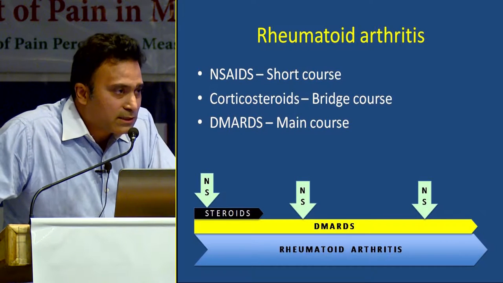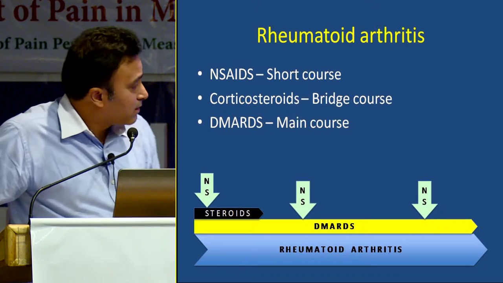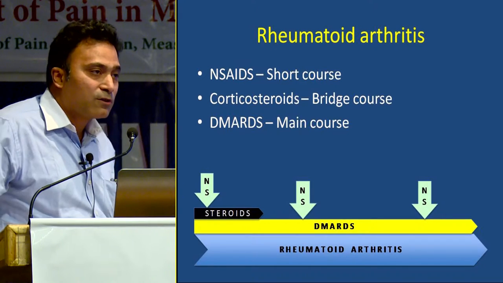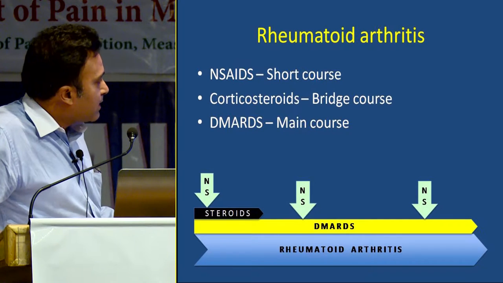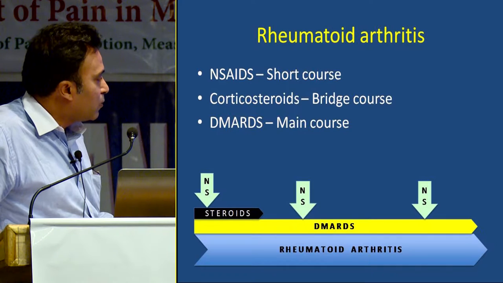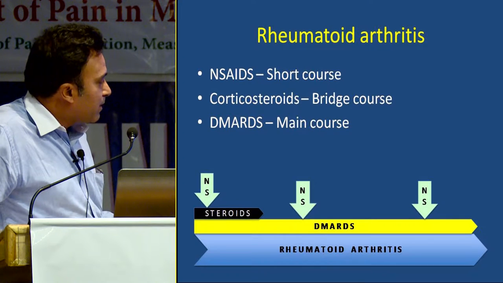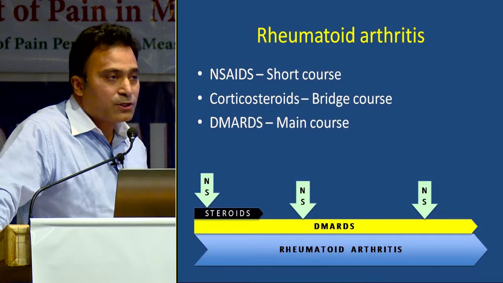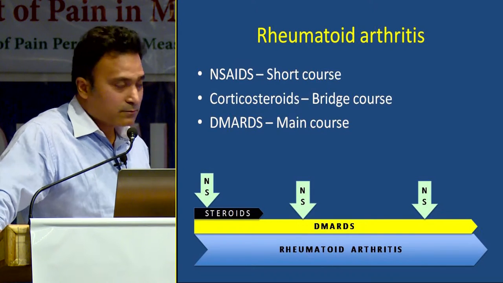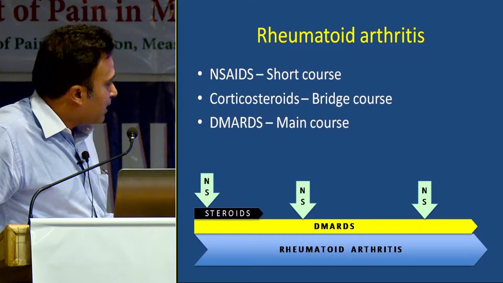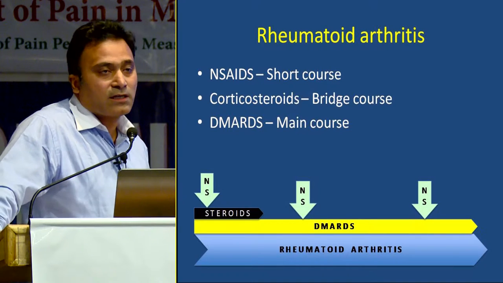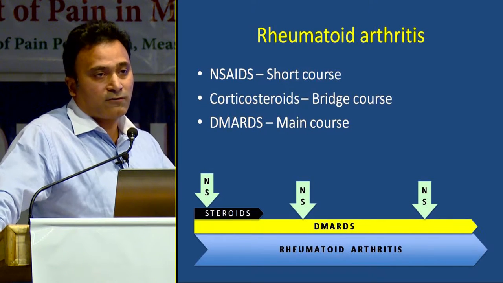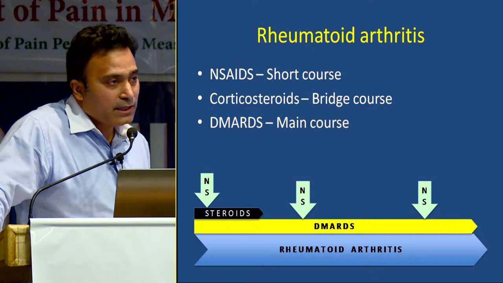So in rheumatoid arthritis, we have three main classes of drugs which we use to reduce the pain. NSAIDs we use for a short course initially, because the main therapy is disease modifying anti-rheumatic drugs, which might take some time to act. To control the pain initially, we take the help of non-steroidal drugs, and sometimes disease modifying drugs like methotrexate might take 1 month or 1.5 months or 2 months to act. So meanwhile, we need to control the symptoms.